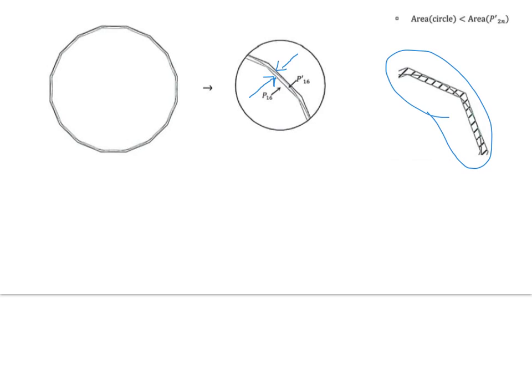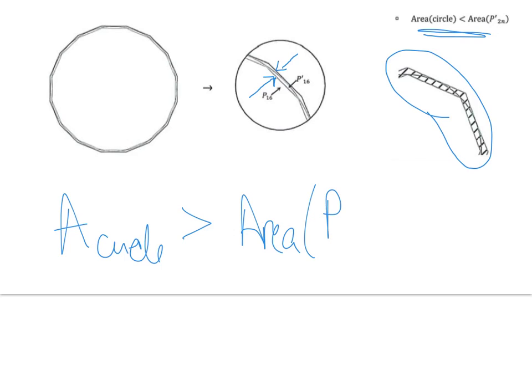So the area of the circle is actually less than the area of the circumscribed polygon. The area of the circle is greater than the inscribed polygon. Let me write that down. The area of the circle is greater than the area of the inscribed polygon. Pretty cool. So here we trapped the area of the circle between the areas of the outer and inner polygons for all sides n.